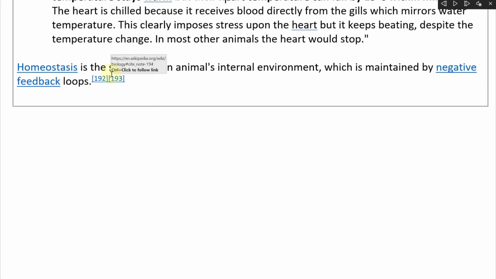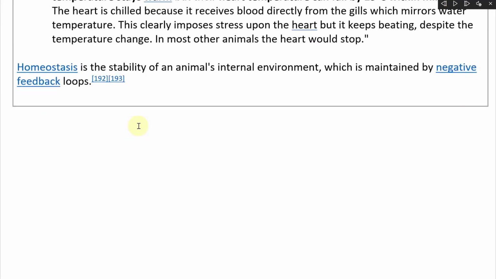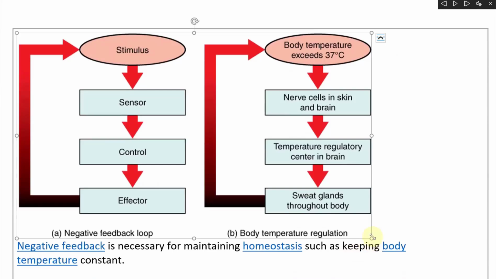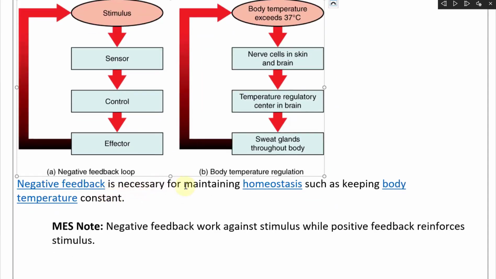Let's continue further. All right, so let's look at homeostasis. Let's see the pronunciation. Homeostasis. I was calling it something else. Homeostasis is the stability of an animal's internal environment, which is maintained by negative feedback loops. So let's look at a negative feedback loop. Negative feedback is necessary for maintaining homeostasis, such as keeping body temperature constant.